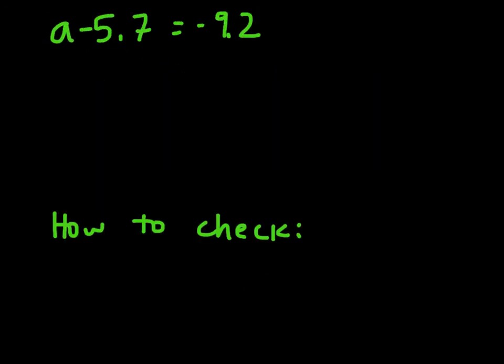All right, and last example. Where's my variable? It's right here, the a. What's happening to it? I'm subtracting 5.7. What's the opposite? Add 5.7. So I do that to both sides. Those cancel. I have over here an a. And on the other side, I have negative 9.2 plus 5.7, which leaves me with negative 3.5.